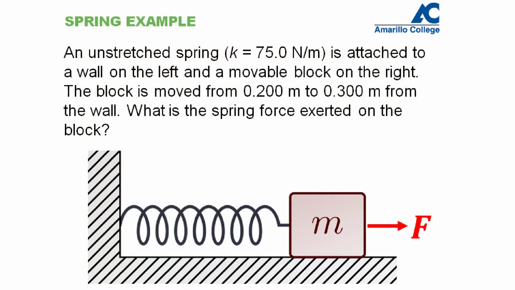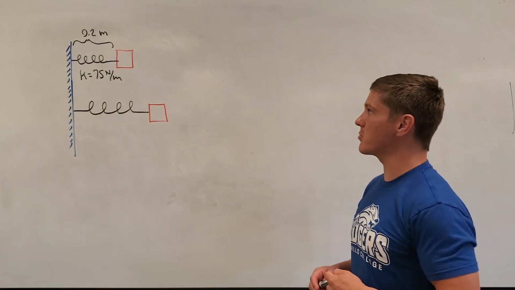So the problem reads, an unstretched spring with a spring constant of 75 newtons per meter is attached to a wall on the left and a movable block on the right. The block is moved from 0.2 meters to 0.3 meters from the wall. What is the spring force exerted on the block? Okay, so this is what this problem is starting with.